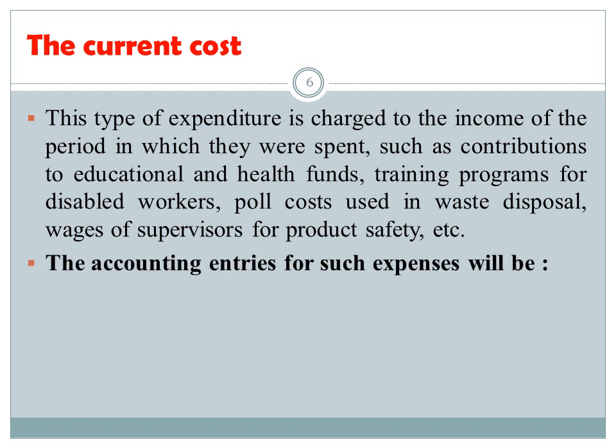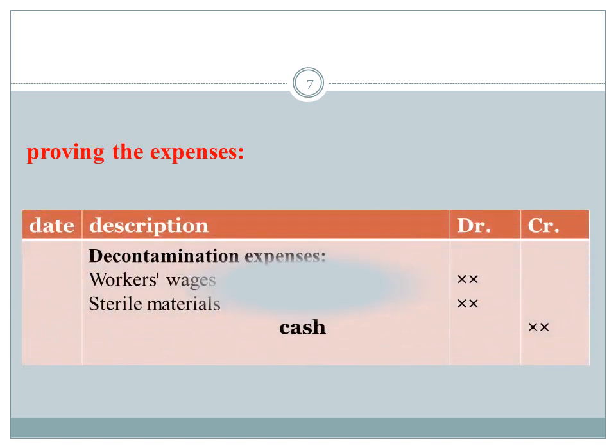The accounting entries for such expenses will be as follows. Proving the expenses. In the first stage, these expenses will be in the debit side. These expenses were paid cash, so cash will be in the credit side. So in the debit side, workers' wages, any expenses in our example should be in the debit side, cash will be in the credit side.